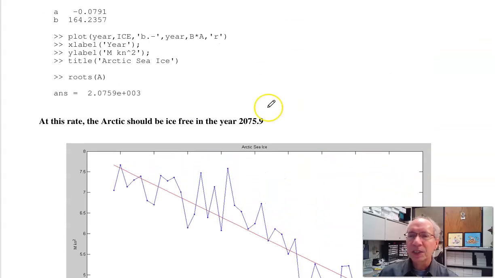What I can do with that is find out when the Arctic is going to be ice-free, first time in 5 million years. Assuming a linear curve fit, we should be ice-free in about the year 2075.